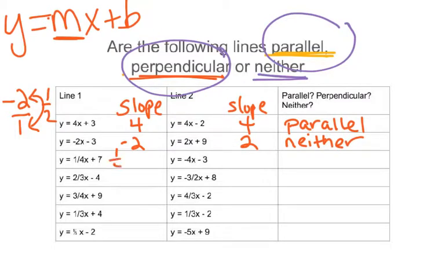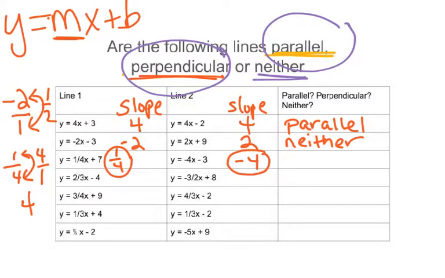This slope is 1/4, and this slope is -4. So if I take 1/4 and I flip it over, it becomes 4 over 1, or 4. And this is positive, and this is negative. So yes, it's flipped over, and they're different signs. So these two are perpendicular.